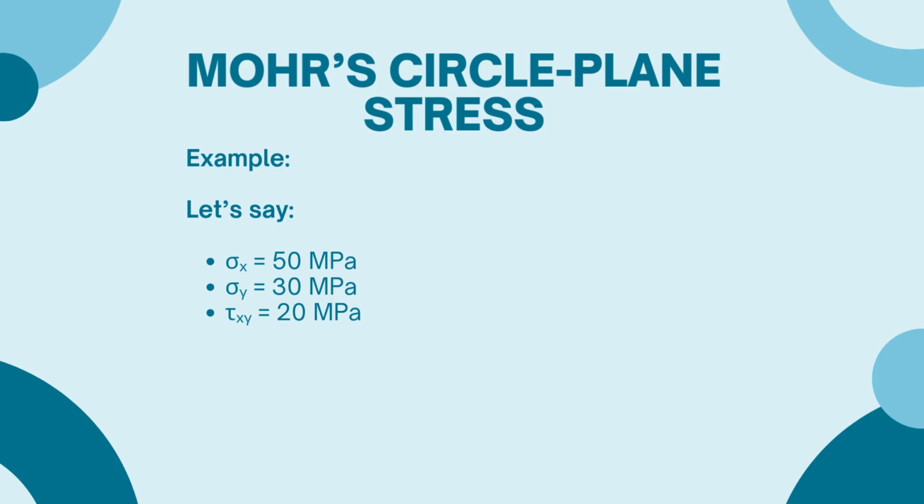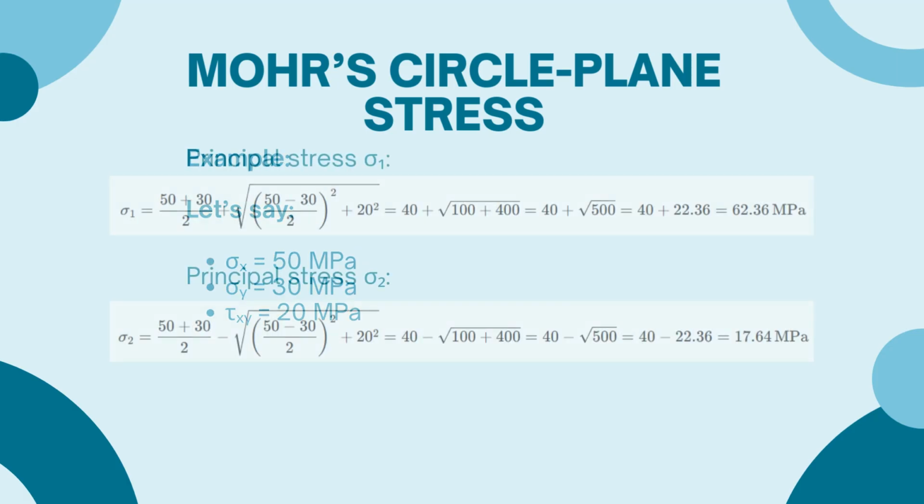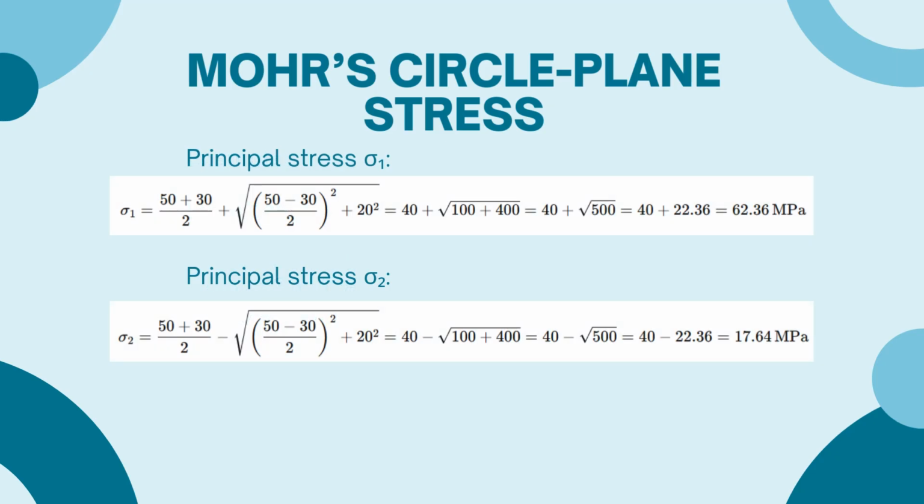Now, let's go through an example of Mohr's circle for plane stress. Let's say we have the following stresses. Sigma x equals 50 megapascals, normal stress in the x direction. Sigma y equals 30 megapascals, normal stress in the y direction. Tau equals 20 megapascals, shear stress. These values will be used to plot Mohr's circle and calculate the principal stresses and maximum shear stress.